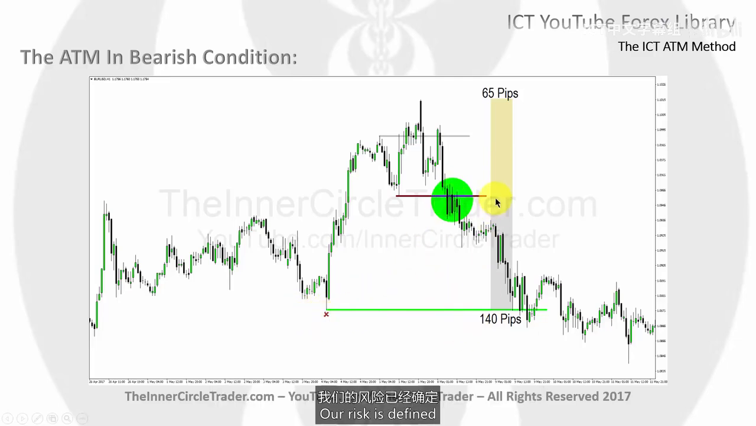Our risk is defined by the high, so that's 65 pips risk to make from this entry point down to the stops. That's not bad. You can take that trade. It's not barn burning, okay?